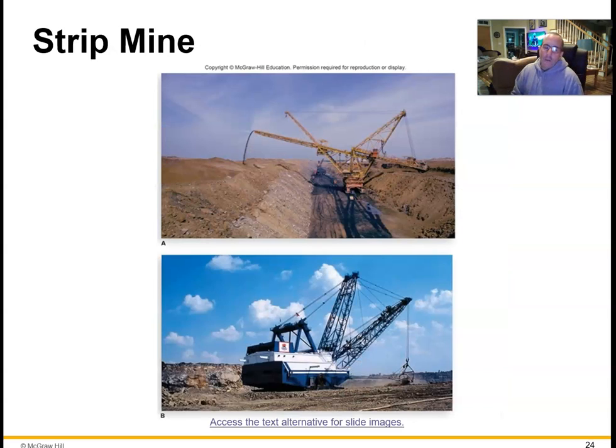Strip mines, we'll talk about this more in detail when we talk about coal in the next chapter. Strip mines are another type of mining that we use for coal a lot and other minerals as well. Very destructive to the environment. You can see the big pieces of equipment there, and you can look around. That whole area is just a moonscape. I mean, there's nothing there. You're basically just stripping off the upper part of the earth anywhere you're doing strip mining, and you're devastating the environment.